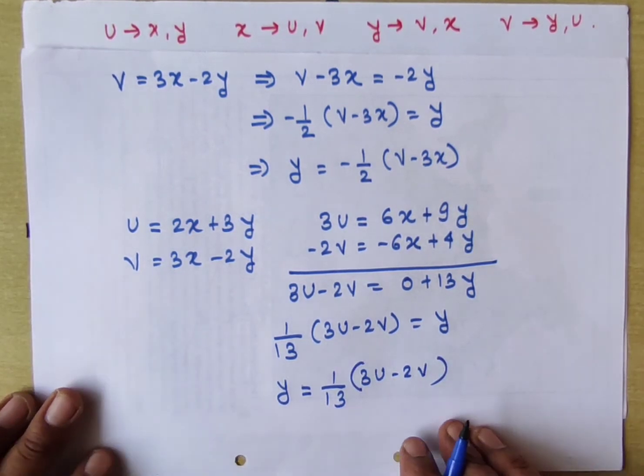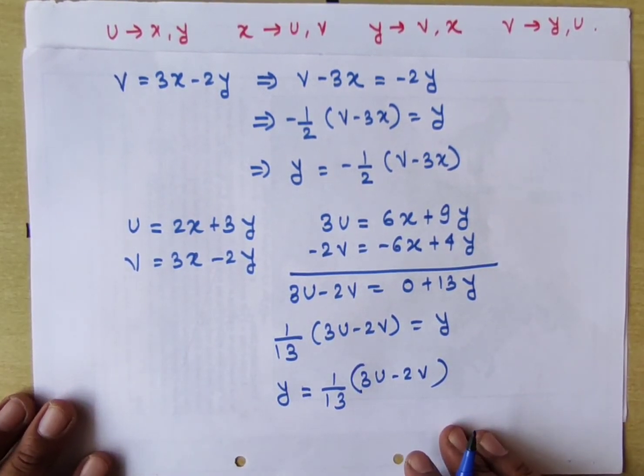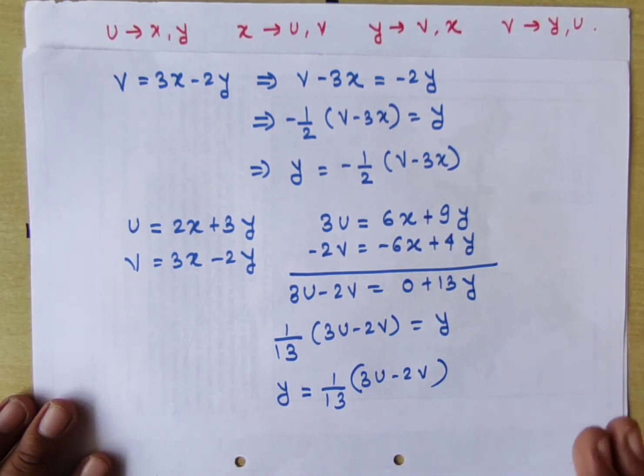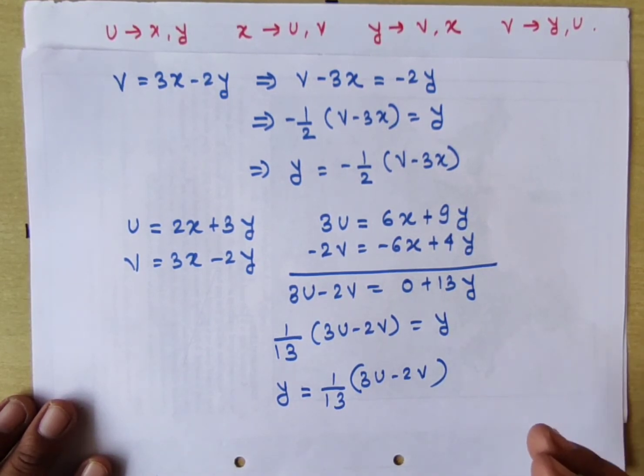So these are the required relations to find the corresponding values. Now once we get these relations, the remaining part is very simple. The only thing we have to do is take the partial derivatives of these. So let's solve this one by one.